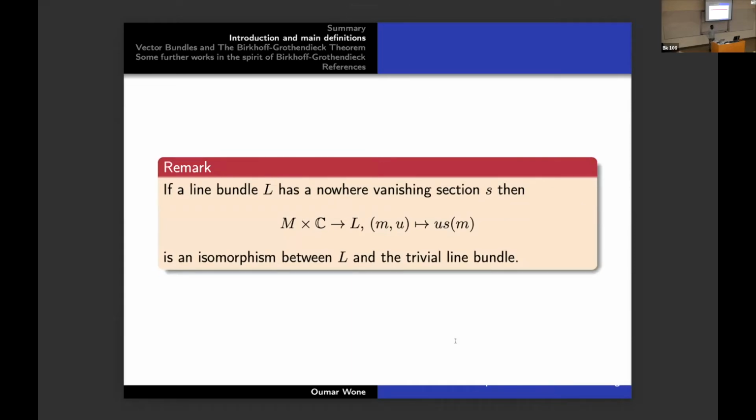Now a remark: if a line bundle has a nowhere vanishing section s, then there is an isomorphism between this line bundle and the trivial line bundle. We just map m to u times s(m), and this is an isomorphism.